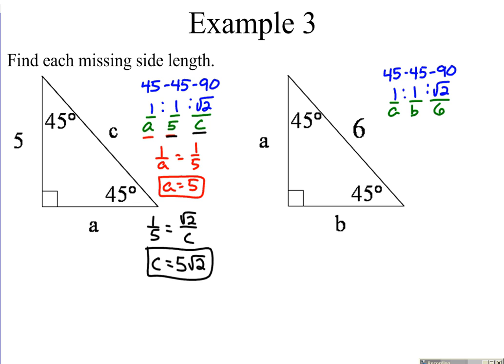What do we know again right away about A and B? Well, we should know that A and B have to be equal to one another, which means if I find one of them, I know the other one has to be the same, so we should not have to do this twice. Let's find A. I'm going to use that ratio along with the ratio that I know. So we have 1 over A equals root 2 over 6. Cross multiply. 6 equals A root 2. So A is going to equal 6 divided by root 2.